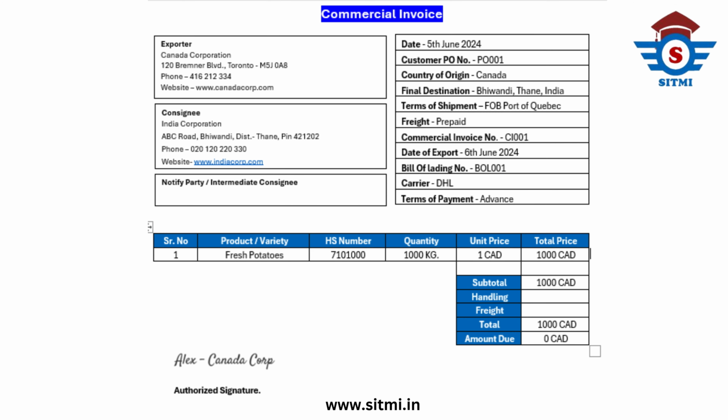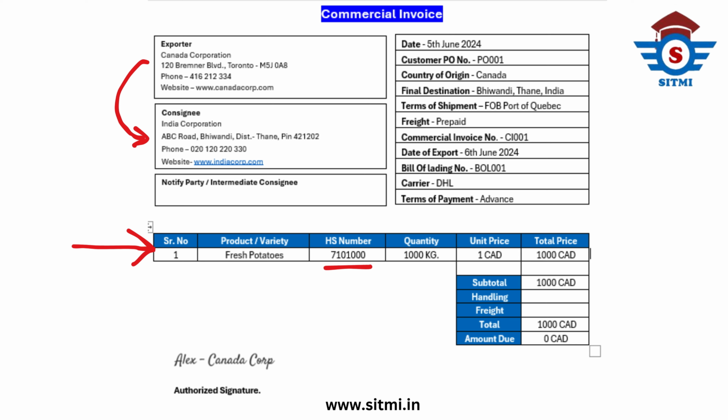So in our case, the commercial invoice is issued by the Canada Corporation and it is issued to the India Corporation, with one copy for the Canadian Border Services Agency. Now, the purpose of this document is that this is the official invoice accompanying the shipment. In our example, the commercial invoice includes important information like the product description. Here it would be 1000 kg of fresh potatoes.